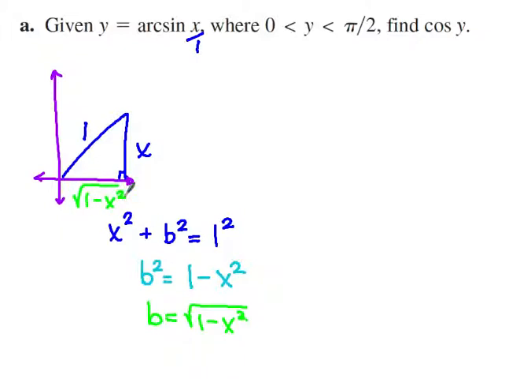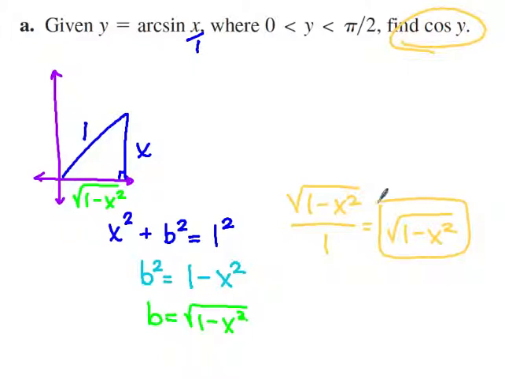So square root of 1 minus x squared. Let's go back. We've drawn our triangle. Let's look at the original problem. Original problem says find cosine of y. So in this triangle, cosine would be the square root of 1 minus x squared over 1, which is just the square root of 1 minus x squared.